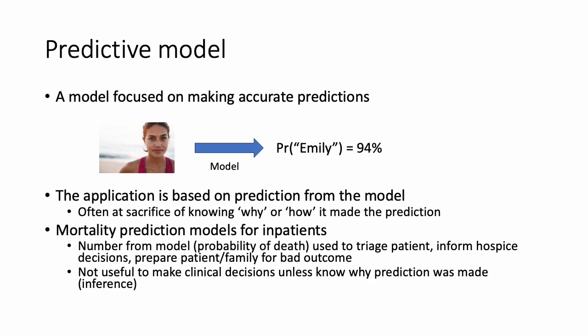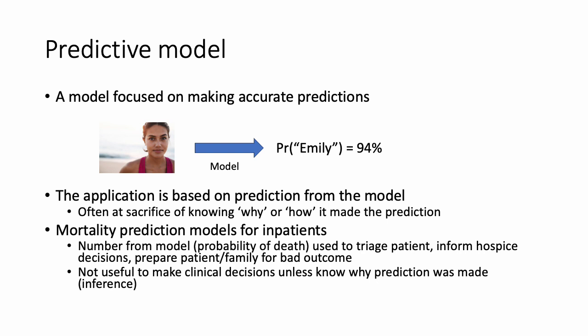As far as predictive models, here the model is focused on making accurate predictions, and I think a good example of a classic, purely predictive model is facial recognition. We have a picture here, we apply our model, probably some deep neural network, and we produce the probability that the face in the picture is Emily. And we have some probability metric for that.